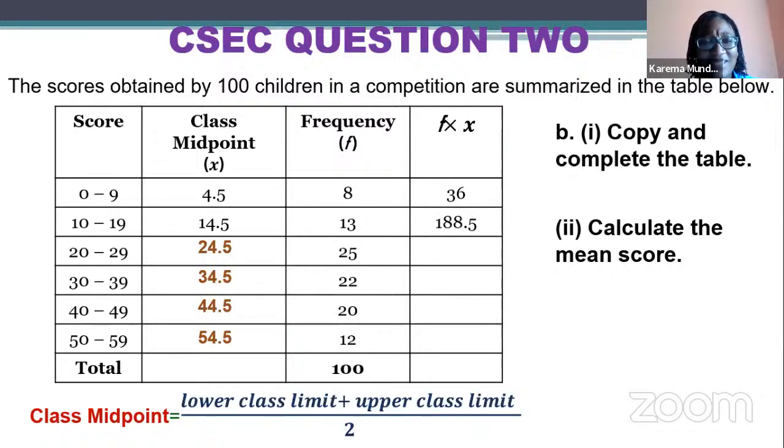I like that confidence, David, right there. All right, so you multiplied the class midpoint by the frequency. Awesome. Great. So that 8 multiplied by 4.5, as was said earlier, would have given us our 36. And then we can, of course, complete the remaining multiplications.